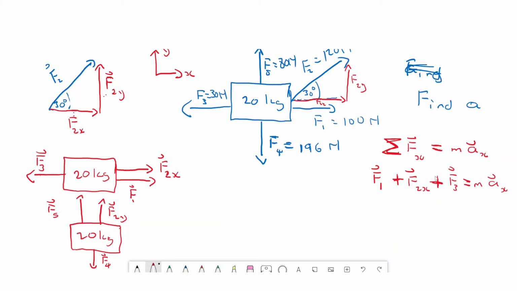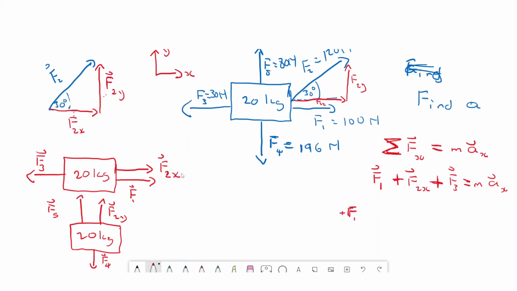I'll show you cases where you will be forced to come up with an assumption. All right, so this one I think we can do without an assumption. F1 is pointing to the right, and the magnitude of F1 is 100, so this is going to be plus F1. Now I'm dropping the arrows. For F1, I'm going to put the size, and the direction is plus, it's positive.